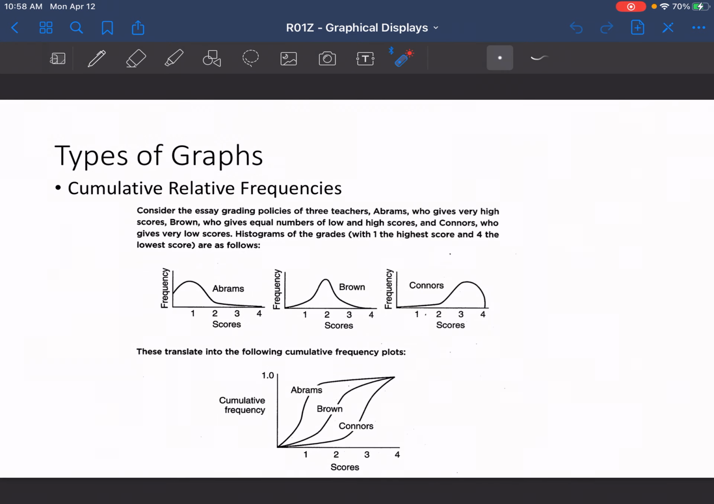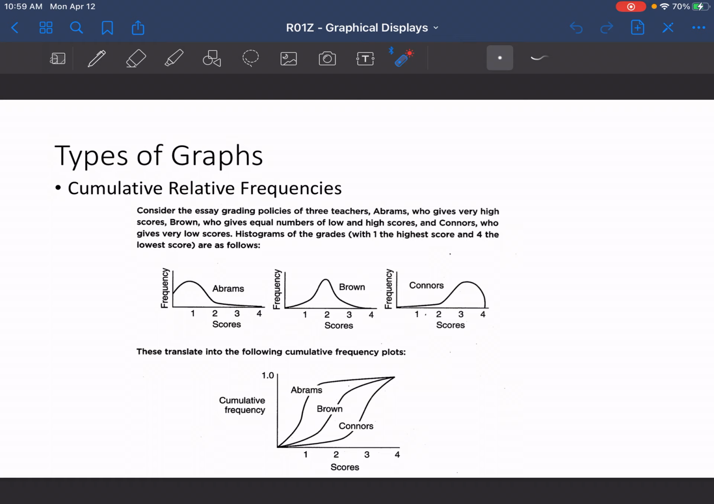We also have cumulative relative frequencies, and this is what a cumulative relative frequency graph looks like down here. In this example, consider the essay grading policies of 3 teachers: Abrams, who gives very high scores; Brown, who gives an equal number of low and high scores; and Connors, who gives very low scores. The histograms of the grades, with 1 the highest score and 4 the lowest score, are as follows. And this isn't necessarily a histogram, it's more of a... well, yes, that would represent a histogram, never mind, I'm sorry.